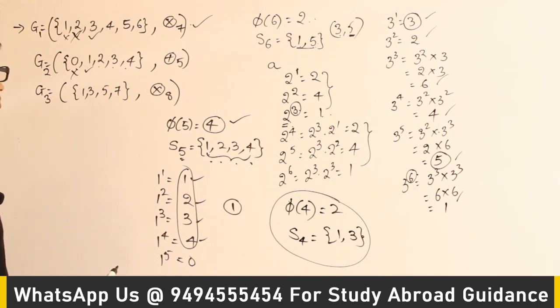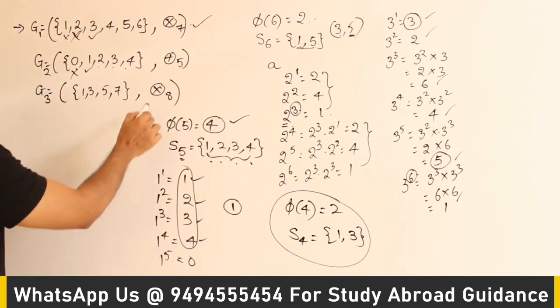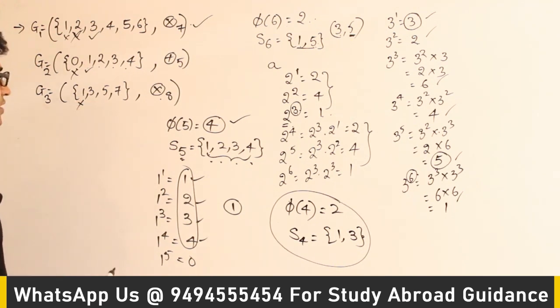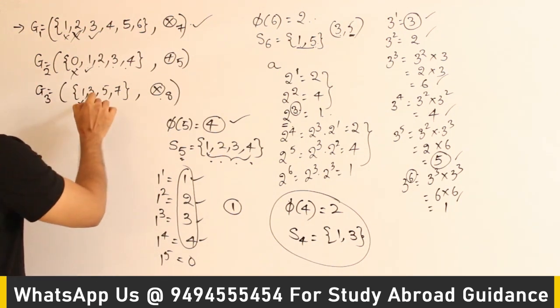Let's see whether it is going to be cyclic or not. Since it is multiplication operation, 1 cannot be generator. What is the reason? Even if you keep on multiplying 1 with itself, you will not get any different numbers, right? And what about 3?